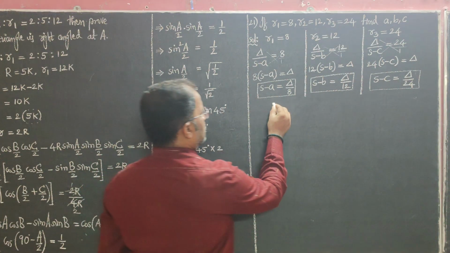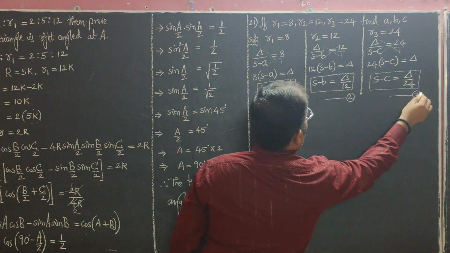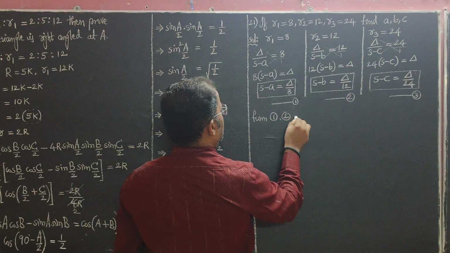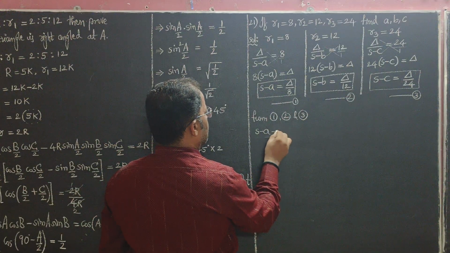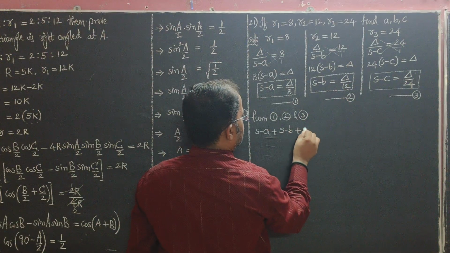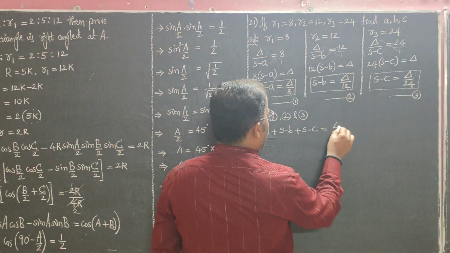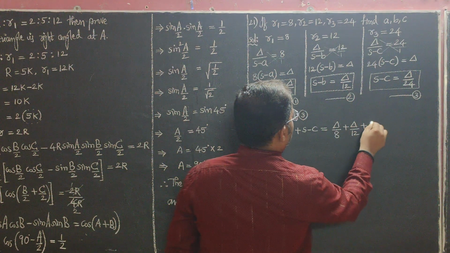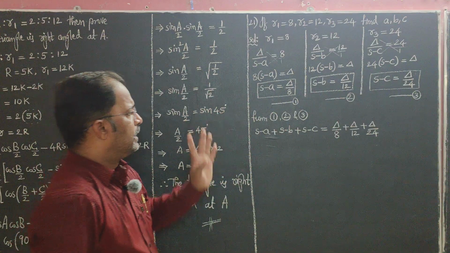Add the 3 equations. Let this be 1, this be 2, and this be 3. Okay, so from 1, 2, and 3, add the equations. First, s minus a, add the LHSs: s minus a plus s minus b plus s minus c, LHS plus LHS plus LHS will be complete. Next RHS: delta by 8, delta by 12, delta by 24. Clear, delta by 8, delta by 12, delta by 24.